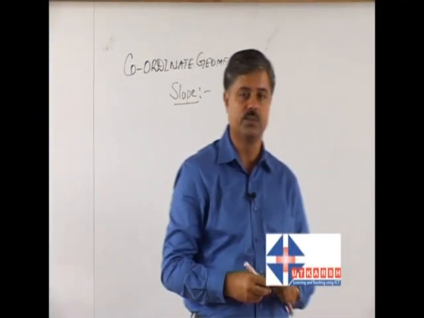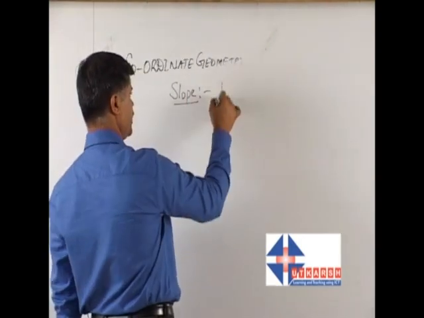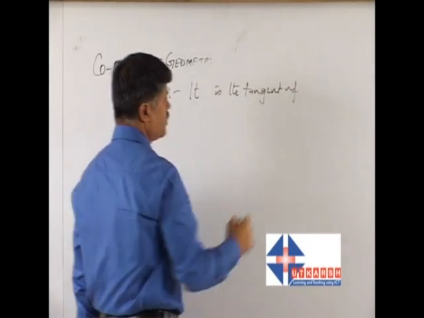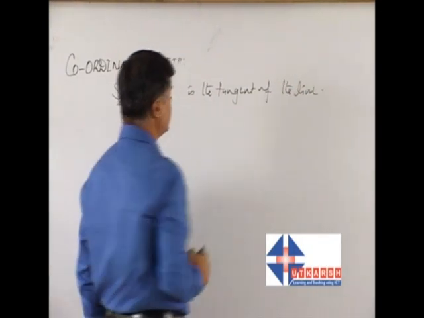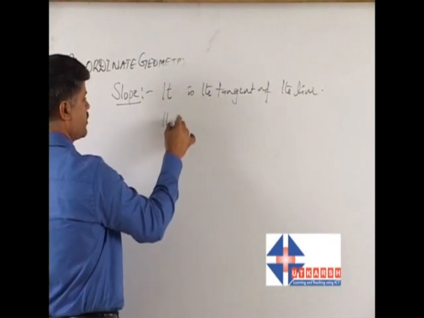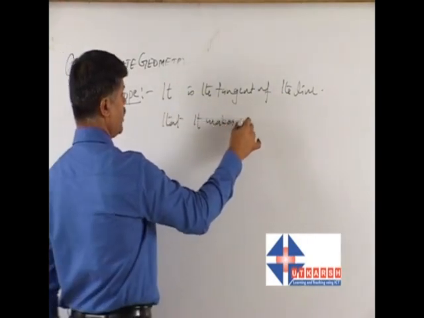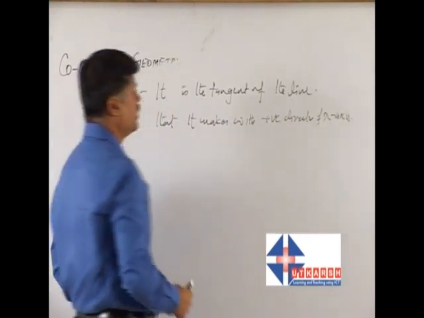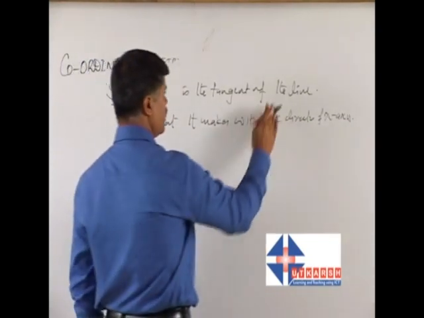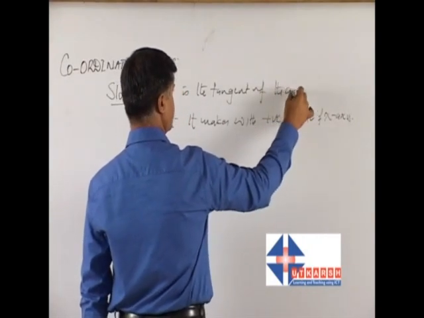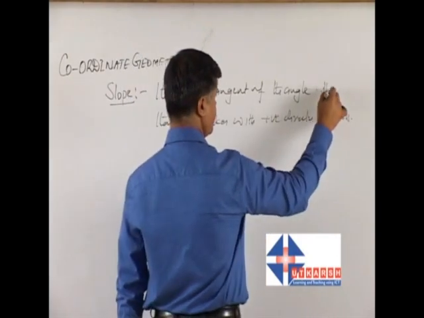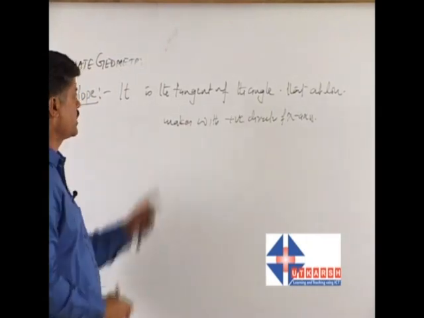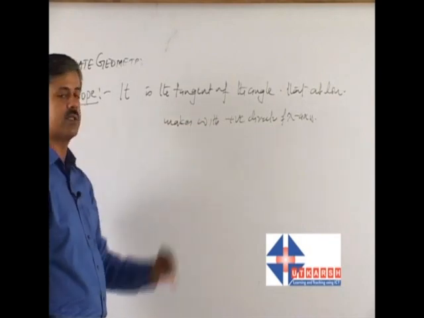First of all, definition, slope. It is the tangent of the angle that a line makes with the positive direction of x-axis.